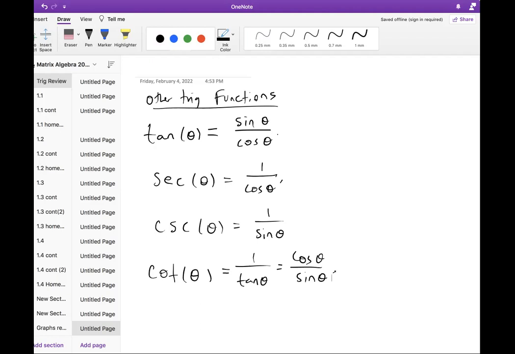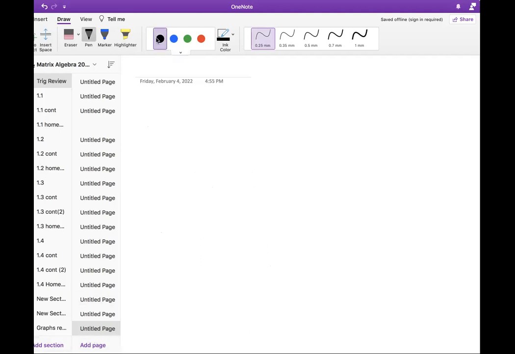I guess one last thing before we go, I'll stop at like 5, are the Pythagorean identities.